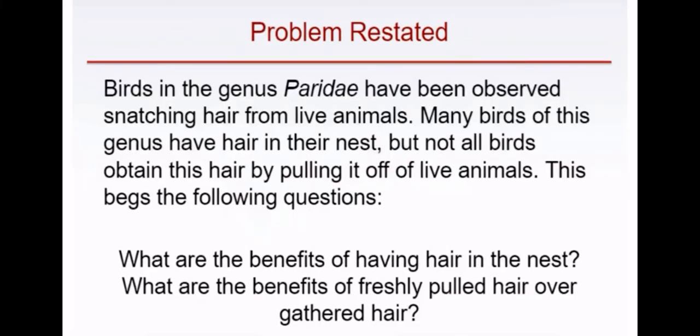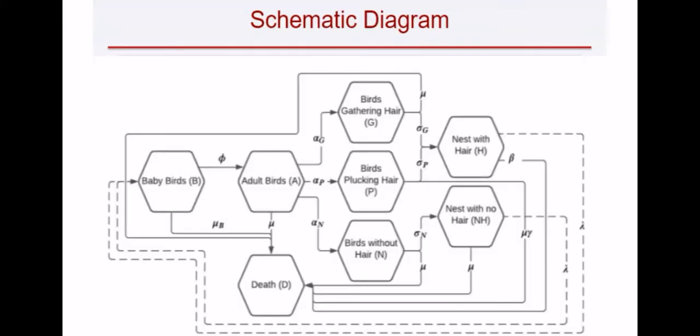Everyone knows what a bird's nest is. However, not everyone knows that hair is a major component to birds' nests. Many birds in the genus Hair-Plucking have hair in their nests, but some of these birds obtain the hair through plucking it off of live animals. This leads us to ask the questions, what are the benefits of having hair in the nest? The follow-up question is, what are the benefits of freshly pulled hair over gathered hair?